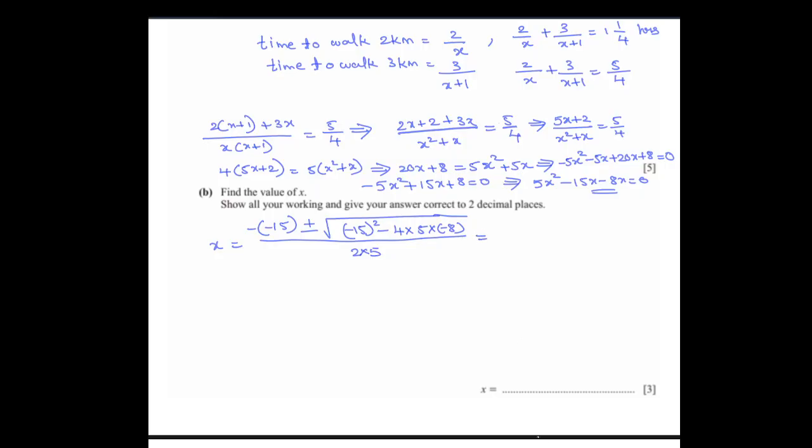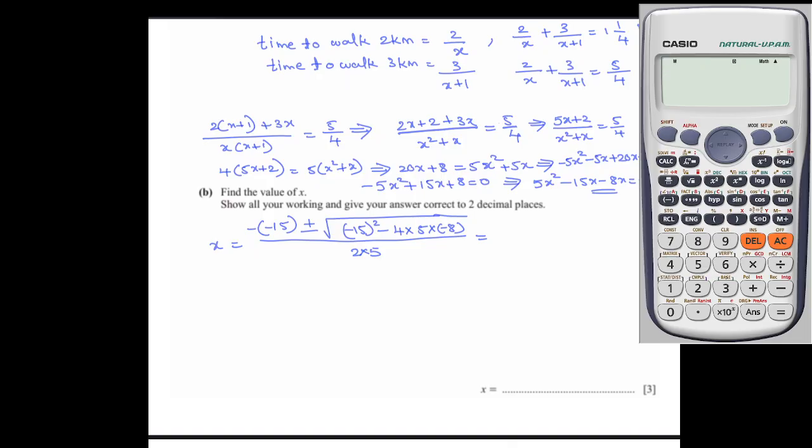Use the calculator here by taking one of the signs. Minus of minus 15 will be just 15, so take 15 plus square root of minus 15 whole square, put it in brackets, minus 15 square minus 4 into 5 into minus 8, by 2 into 5. We get 3.4621. This is the x value we get.